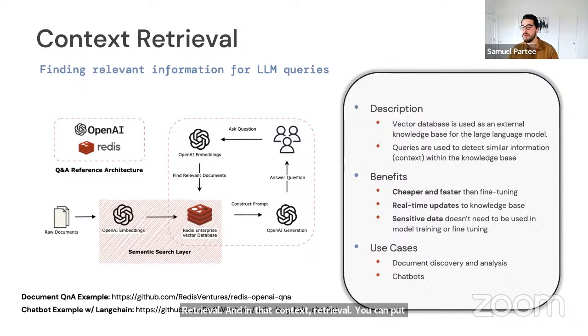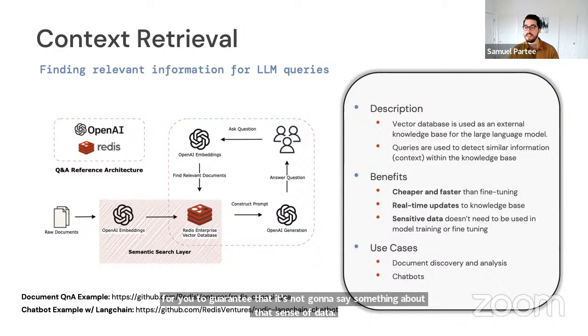You think about role-based access control, RBAC. You can have roles that essentially are privileged for various users to see different context. And that model beforehand knows absolutely nothing about that sensitive data. So there's no way, if you fine-tune your model, for you to guarantee that it's not going to say something about that sensitive data. However, if you do it in the context retrieval loop, you can guarantee that.